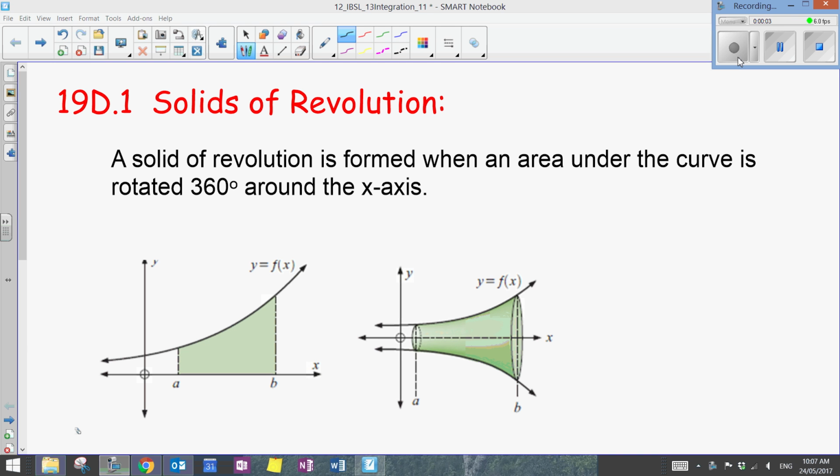Hello, IB. We're looking at solids of revolution here in 19D.1 and D.2. And we're really just looking at the area under a curve, but now taking that area and revolving it around an axis. For the IB SL course, we are just going to focus on the x-axis.